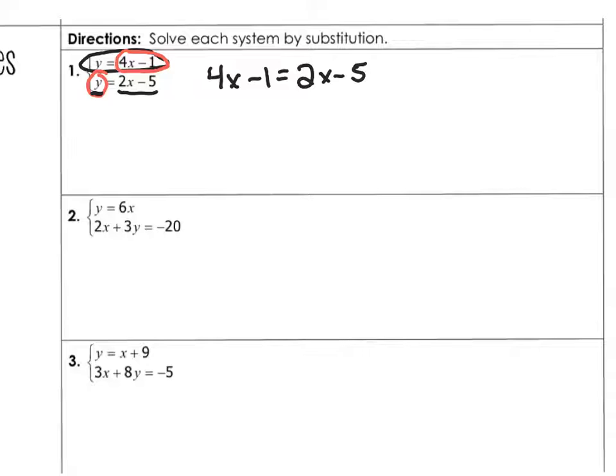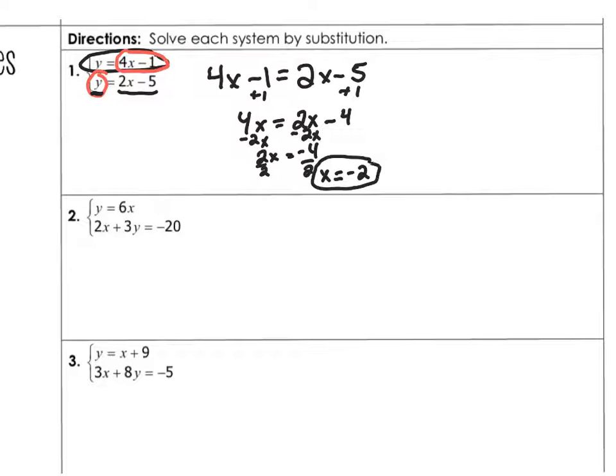Now I'm just going to solve for x. I only have one variable, so now I can solve. I'm going to move the 1 over: 4x equals 2x minus 4. Then subtract 2x to the other side: 2x equals negative 4. And then divide by 2. We get x is equal to negative 2. Okay, so we've done step 1 and step 2.